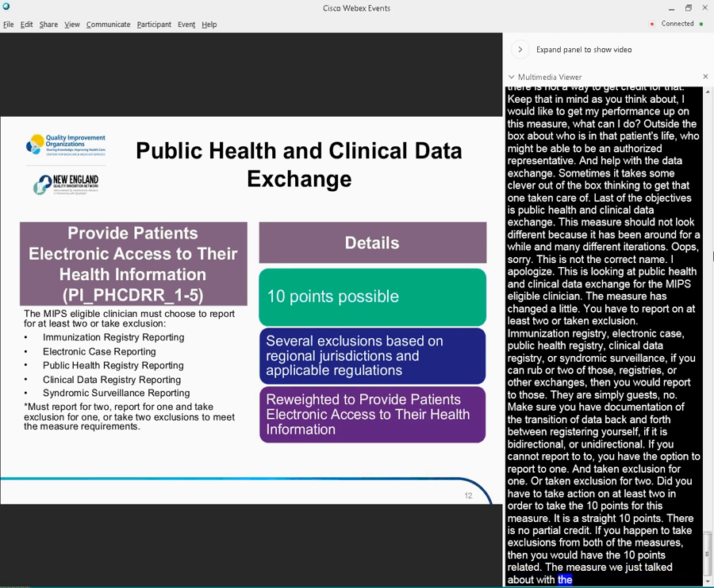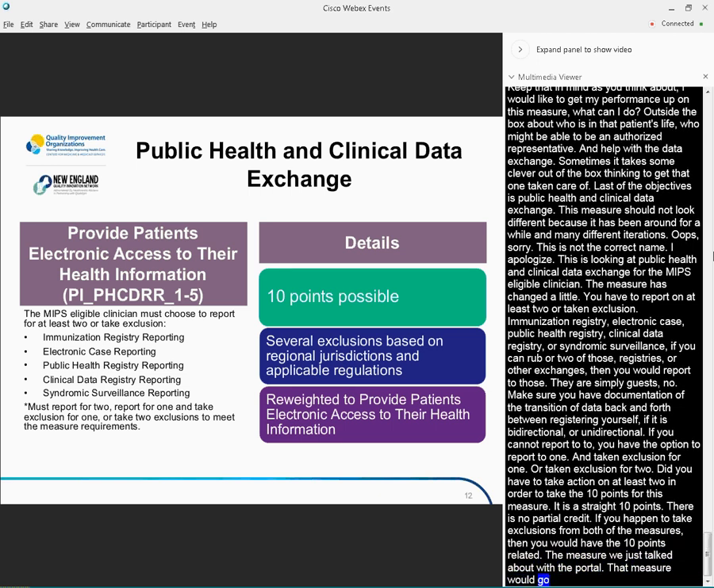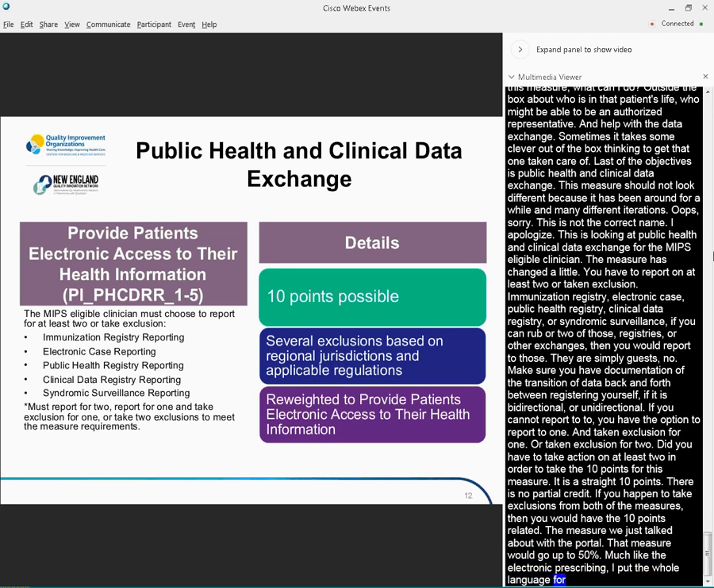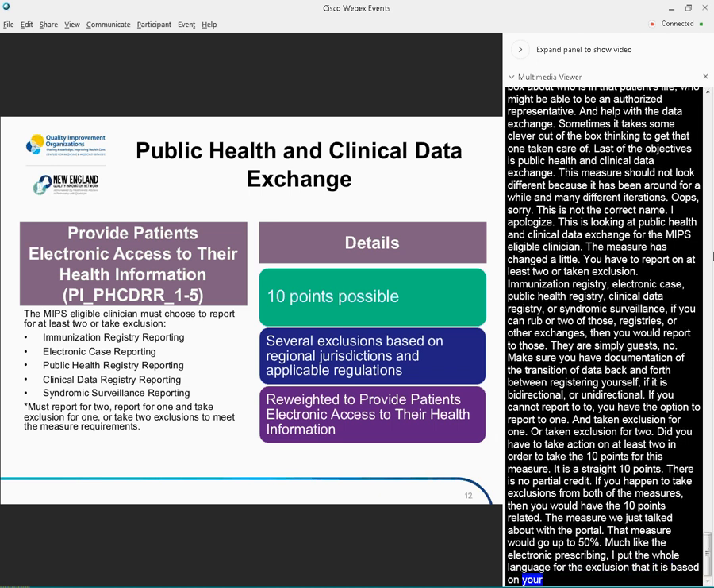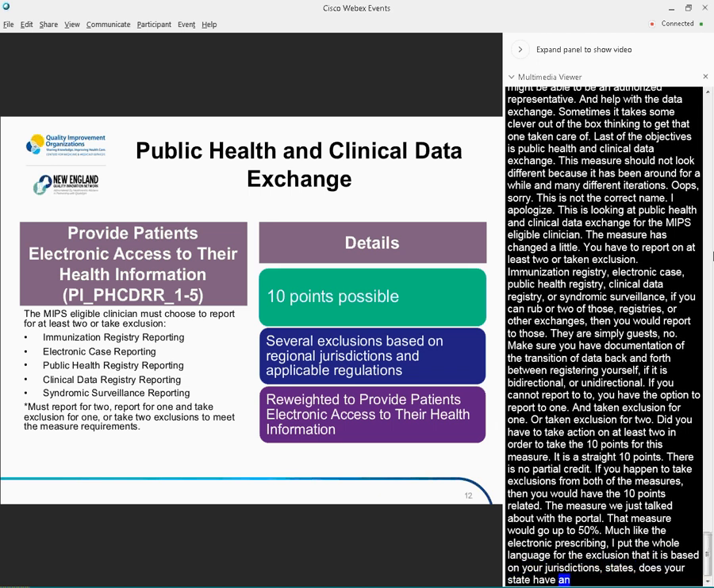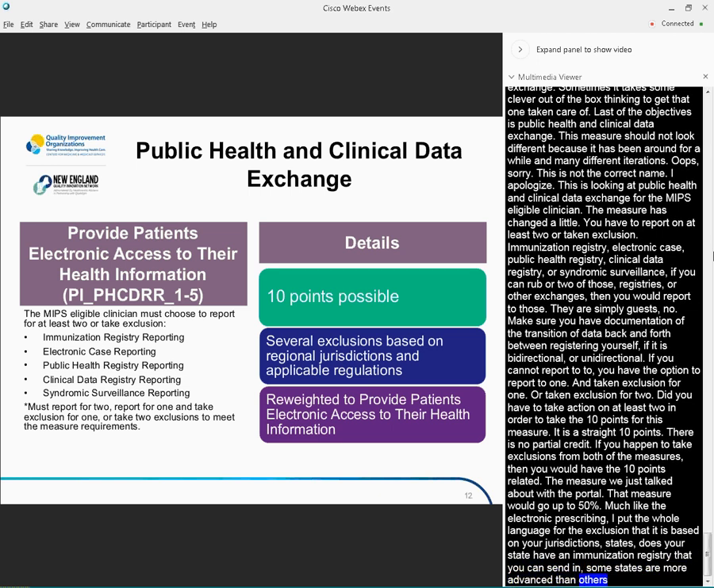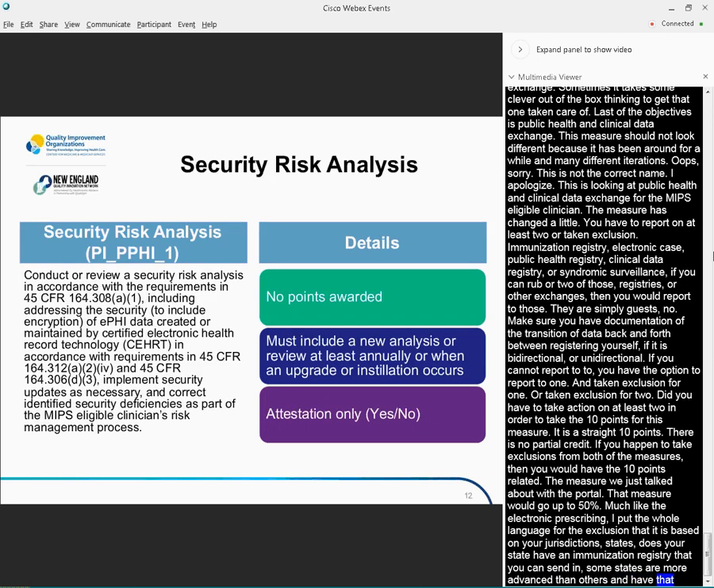Again, much like the electronic prescribing, I didn't put the whole language for the exclusion, but it's really based on your regional state-based jurisdiction. Does your state have an immunization registry that you can send data to that's up and running? Some states are more advanced than others and have that capability, some don't. So just know it depends on when you can get that data across and who you're sending it to.